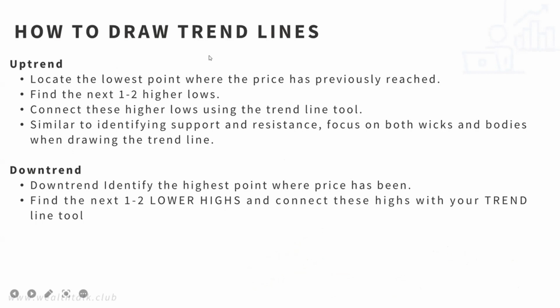How to draw the trend lines? Uptrend: locate the lowest point where the price has previously reached. Find the next 1 to 2 higher lows. Connect these higher lows using the trend line tool. Similar to identifying support and resistance, focus on both wicks and bodies when drawing the trend line.